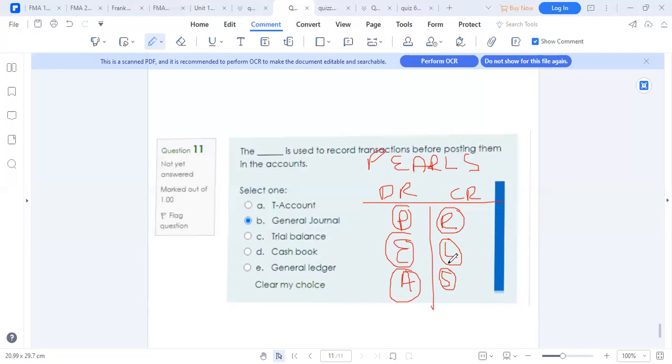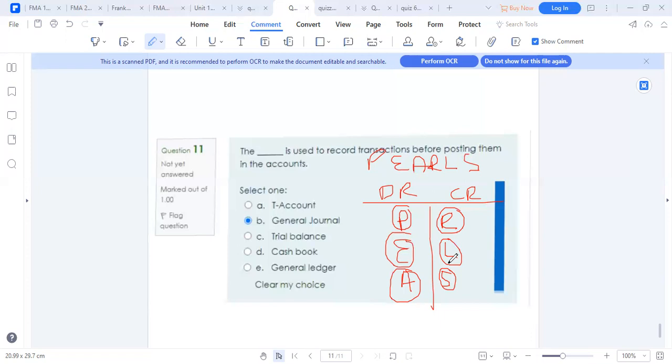To increase capital, we debit. Is that true or false? What was the question again, sir? Does capital also come in as an asset when starting the business?